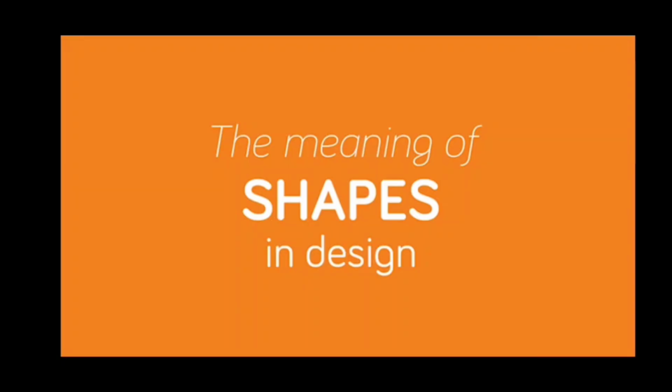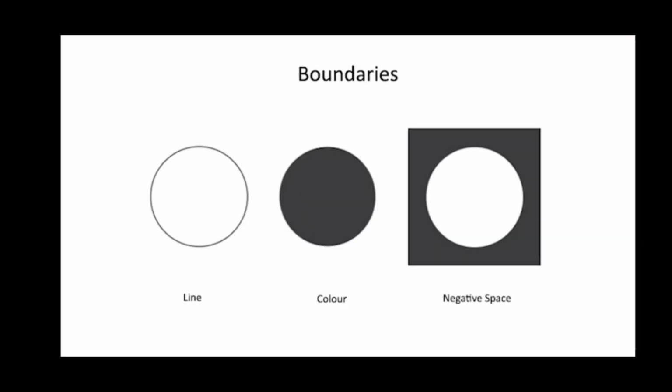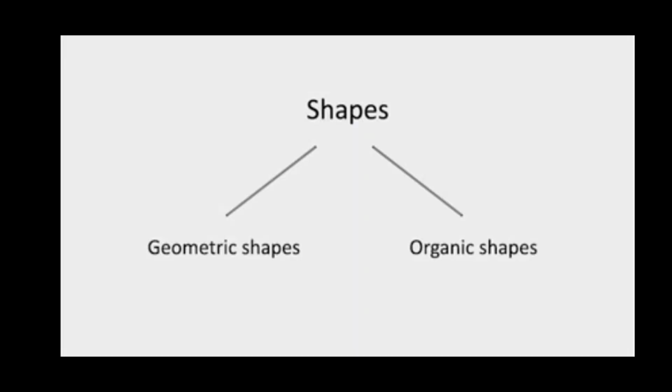In general, shape is the external form, contours, or outline of something. In graphic design, shapes have two dimensions, measured by height and width. Shapes are defined by boundaries, such as line, color, or they can also be defined by negative space. Now there are two types of shapes in design, geometric shape and organic shape.